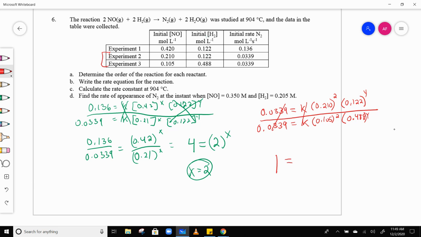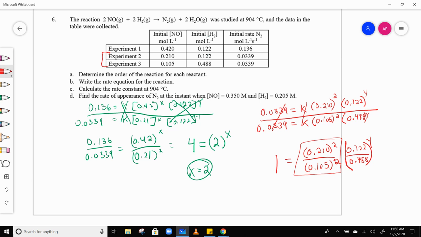Okay, so the K's cancel and this is 1. So 1 equals 0.210 to the second over 0.105 to the second, times 0.122 over 0.488 to the Y. Everyone with me so far? Okay. Not too tricky here. So I'm just going to simplify this number right here. I'm going to solve for this, see what that number is.